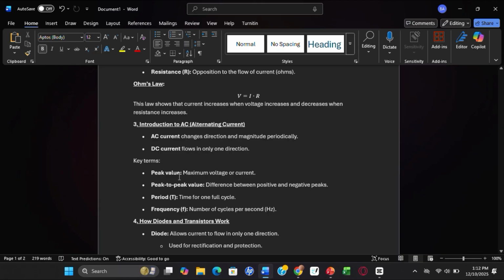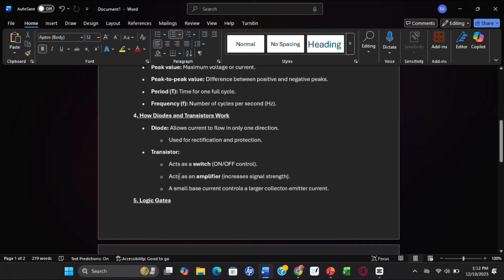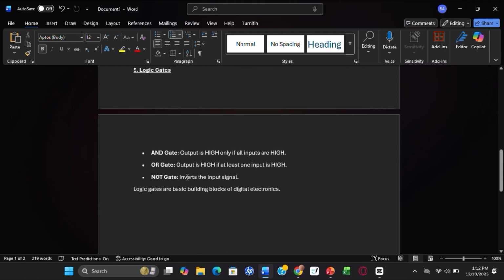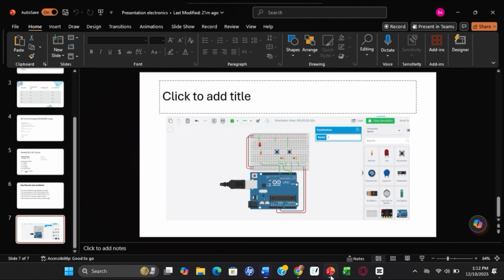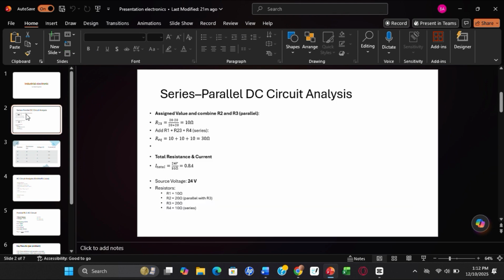I also explained AC current, which switches directions back and forth, compared to DC, which only flows one way. I went over things like peak value, frequency, and period, since those are key for AC circuits. And then I talked about diodes and transistors. Diodes only let current flow one way, and transistors can act like a switch or amplifiers. I finished this part by explaining basic logic gates like AND, OR, NOT, used in digital systems.